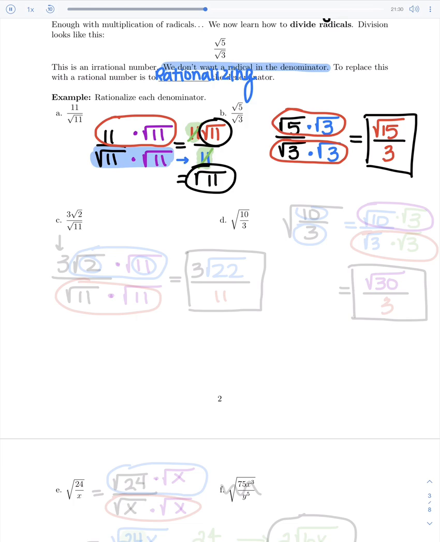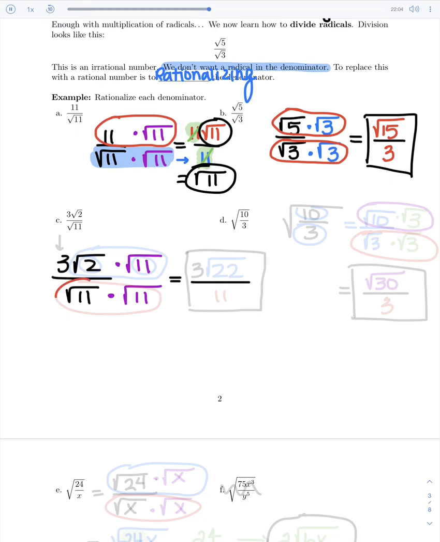Let's try another one. In C, we've got 3 square roots of 2 over the square root of 11. So my problem on C is that I've got a square root of 11 in the denominator. I don't want a square root in my final answer, so how do I get rid of the square root of 11 in the denominator? I'm going to multiply the bottom by a square root of 11. If I do that to the bottom, though, I have to also do it to the top. Multiply it by a square root of 11. So let's see what happens.